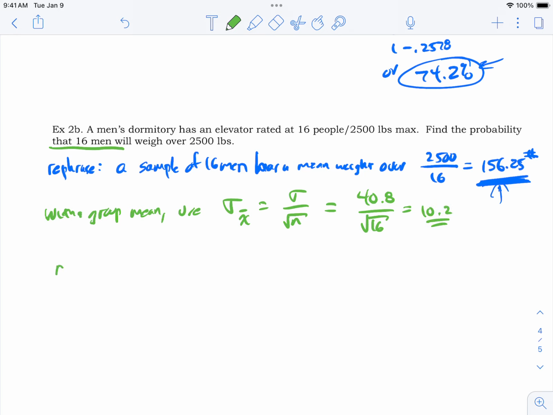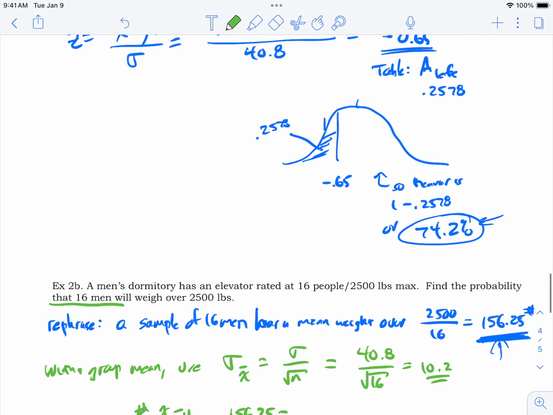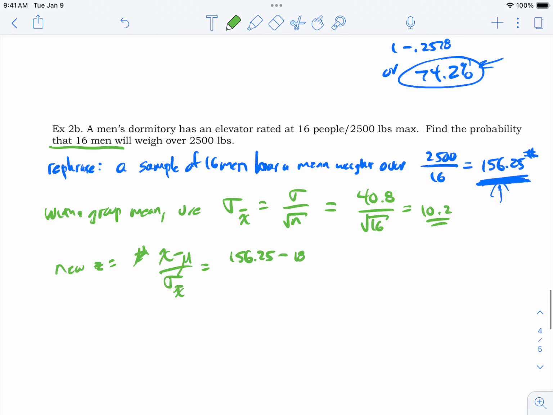So our new z, you use the old, oops, let's do it this way, x minus mu over sigma, but not just sigma, sigma of the samples. And so that's going to be, we're trying to, let's see, 156.25 is what we're interested in. The mean weight of the men was, what was it now? It was 182.9. That goes here. Put the sigma sub x bar underneath here. Now you're getting a z-score of, whoa, negative 2.61.